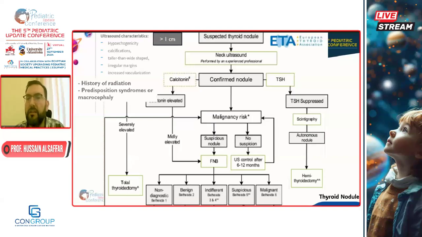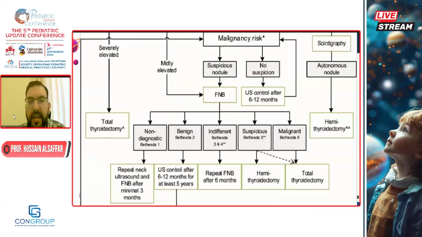Now, based on the fine needle biopsy results, the histopathology will determine whether this is Bethesda 1 to 6. And this classification, as you can see, helps to make decisions. So if it's non-diagnostic, repeat the neck ultrasound and biopsy after a minimum of 3 months.